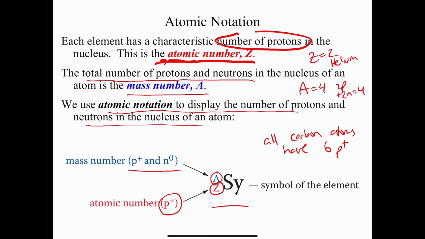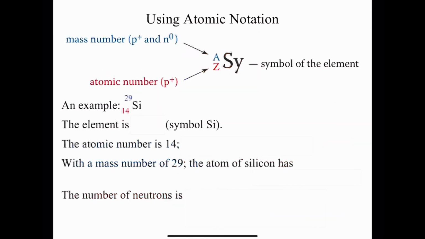So you could look at the periodic table and pick out any element and tell me how many protons it has. Aluminum is Al, that's element number 13, so it has 13 protons. Then here's just an example. We've got Si, with 29 and 14. Those numbers, the 14, the number on the bottom, in red, that's our atomic number. That's how many protons we have. And then 29 is its mass number, so protons plus neutrons.